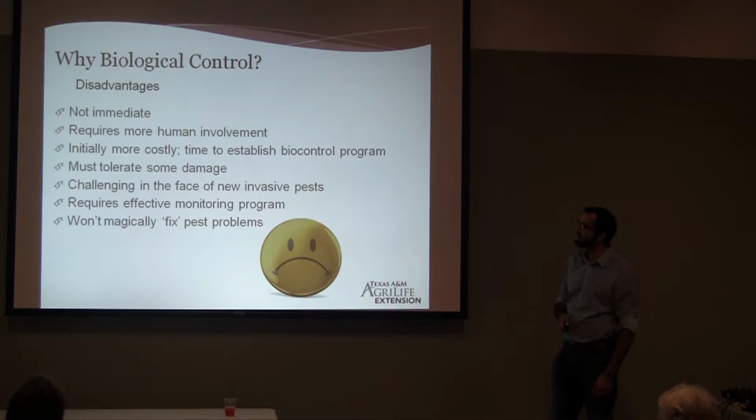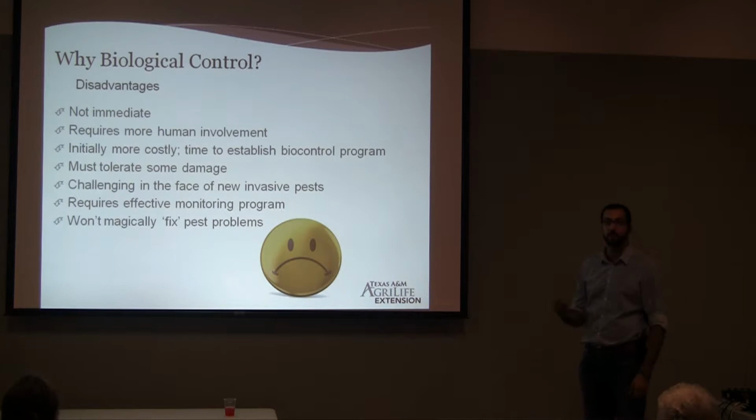Some of the disadvantages include that they're not always immediate. It requires more human involvement and understanding of insect behavior. It can sometimes be initially a little bit more costly. You have to tolerate some damage. In order for your predator to exist, your pests need to exist, and if your pest exists, that means it's feeding a little bit on your plant. The idea is to keep that damage below a threshold level.